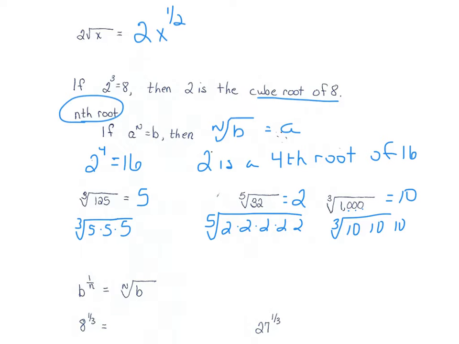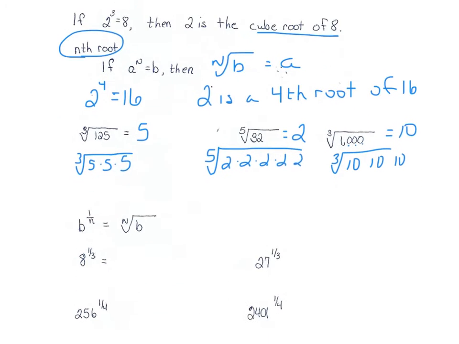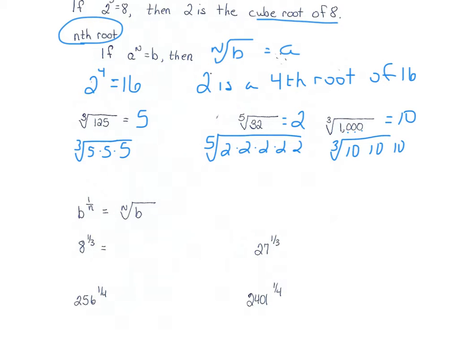Now, we can rewrite a rational exponent as a root. In other words, b to the 1 over n is equal to the nth root of b. Whatever's in the denominator is the number of the root. So 8 to the 1/3 I could rewrite as the cube root of 8. And we want to know, okay, so what number times itself 3 times gives us 8? And hopefully we remember that 2 times itself 3 times is equal to 8. So 2 is the cube root of 8.